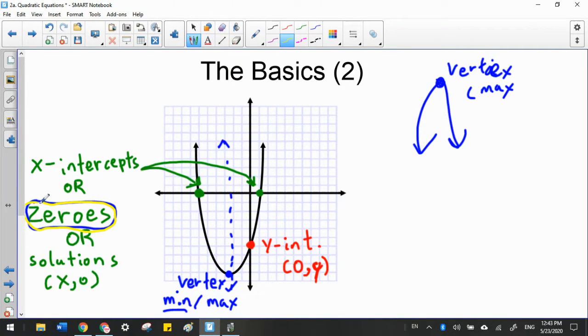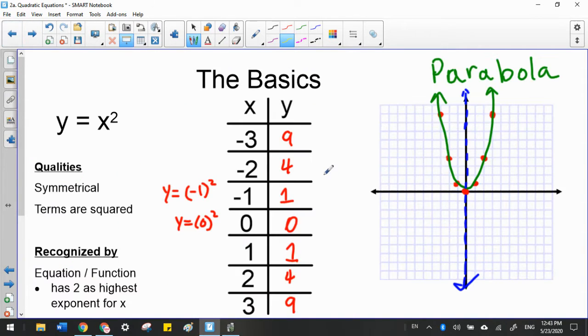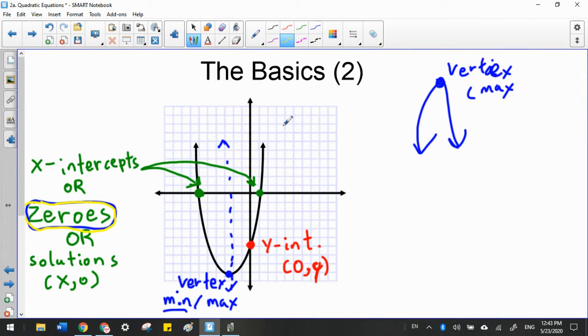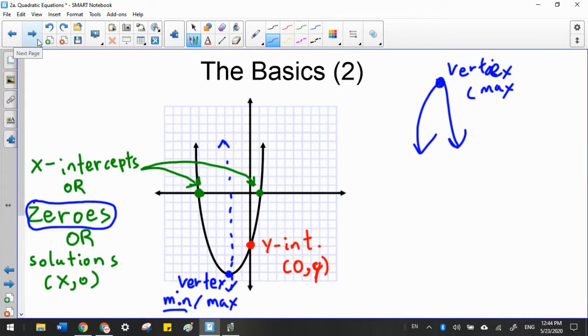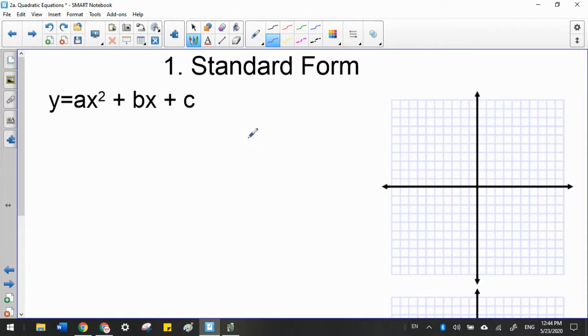Now, as you probably guessed, most quadratics don't just look like the first one I showed you in the example. The parabolas of quadratics, they shift, they get steeper, they get wider, they face up, they face down, they shift left, right, up, and down. And this is the lesson where we learn how to describe all those changes compared to the basic y equals x squared parabola. And with that, let's go into our first form of quadratic equations, which is the standard form.